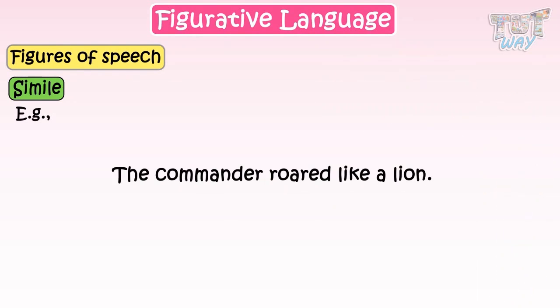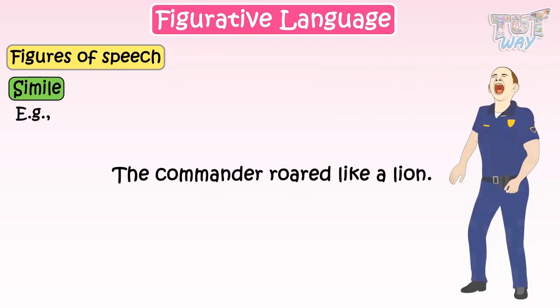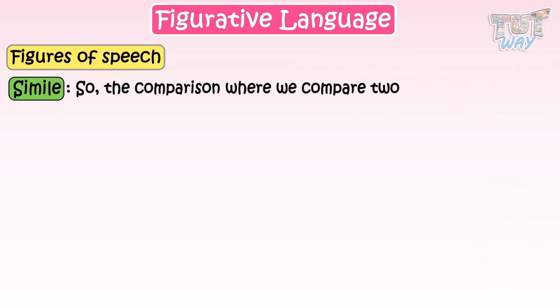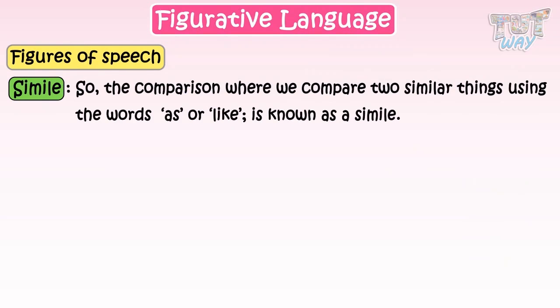The commander roared like a lion. Here, the sound made by the commander is being compared to the sound made by a lion to express that he is shouting very loudly. So, the comparison where we compare two similar things using the words as, like, is known as a simile.